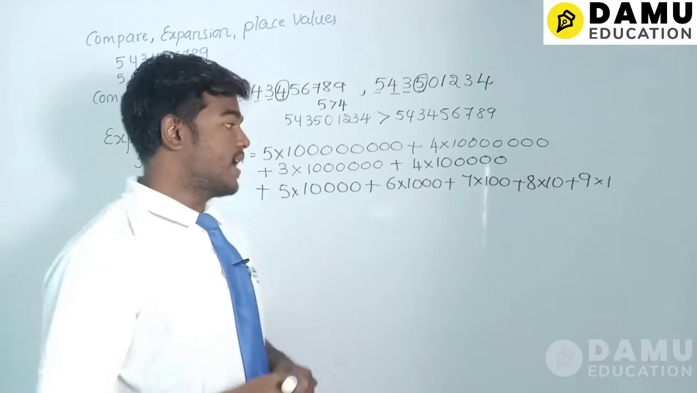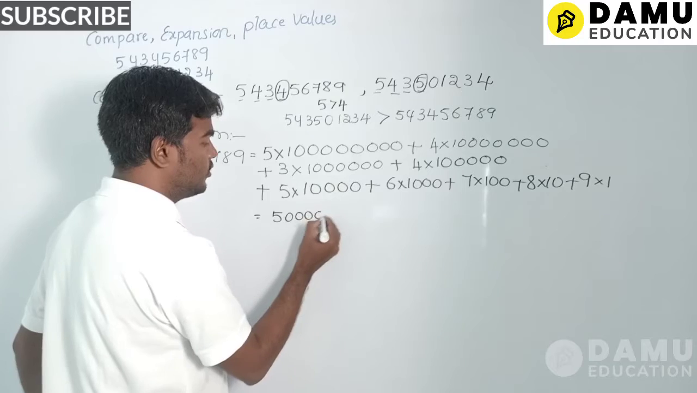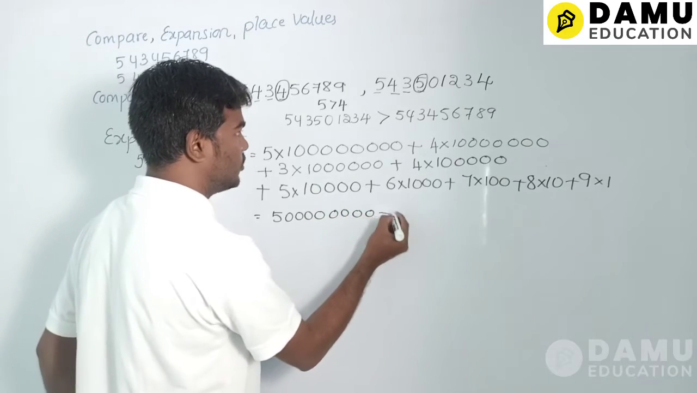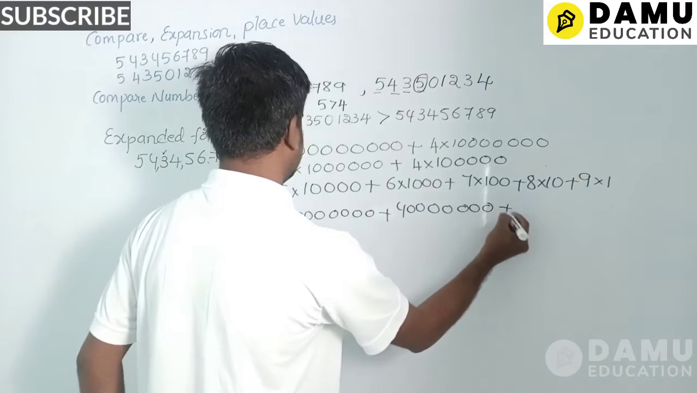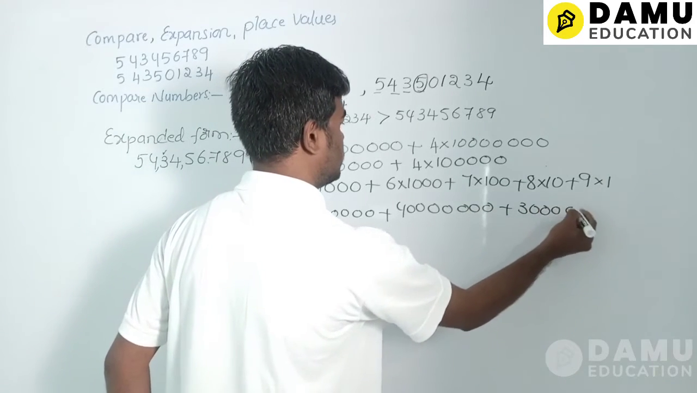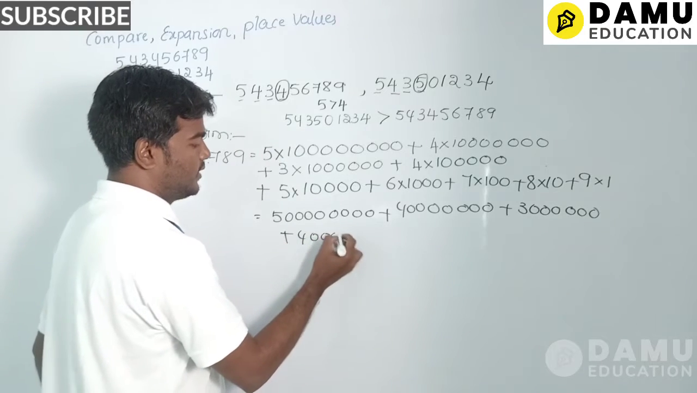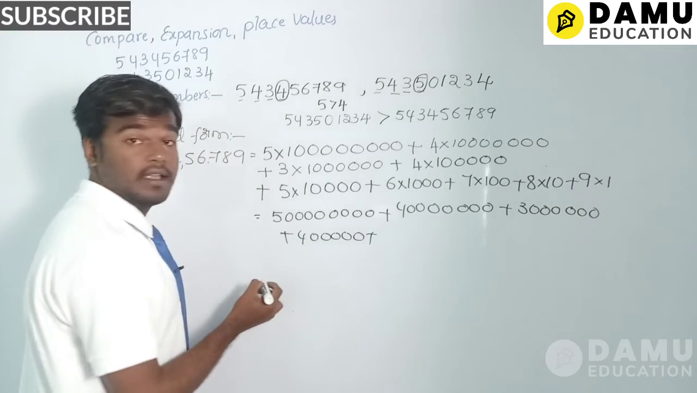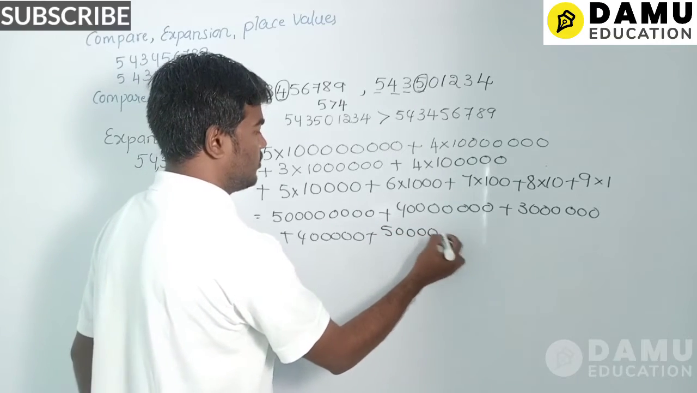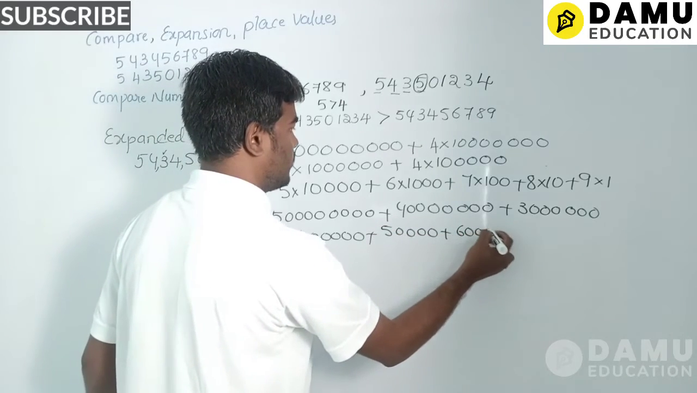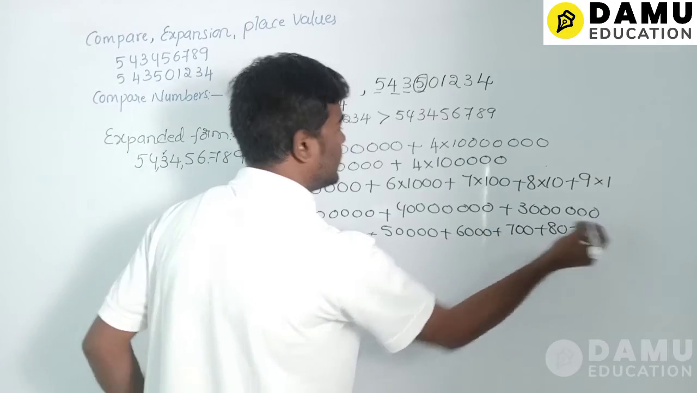Then if you expand this one, let's take it here. 5, how many zeros? As I told, here 8 zeros. 4, 7 zeros. Next 3, 6 zeros, that is 30 lakh place. Then 4, 5 zeros, that is 5 lakh. 1, that is 4 lakh place. Then 5, 50,000. Then 6,000 plus 700 plus 80 plus 9.